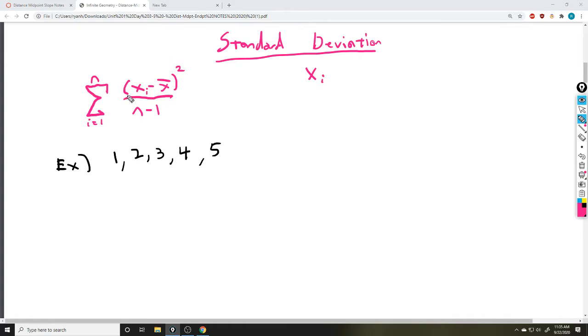So let's talk about what each of these stand for. Remember, this is sum. So we're adding up a whole bunch of values. So each time a number appears in the list, we're going to do it. So x sub i is the value that we're talking about. x bar, you should know, is the mean. And n, you should know, is your sample size. So in the example we're about to look at, n is going to be 5.